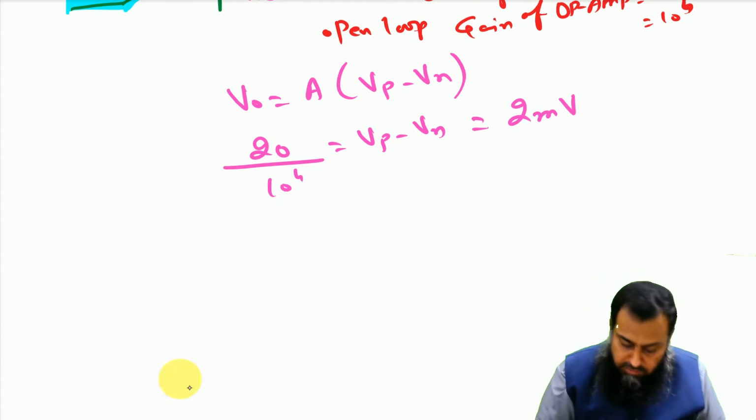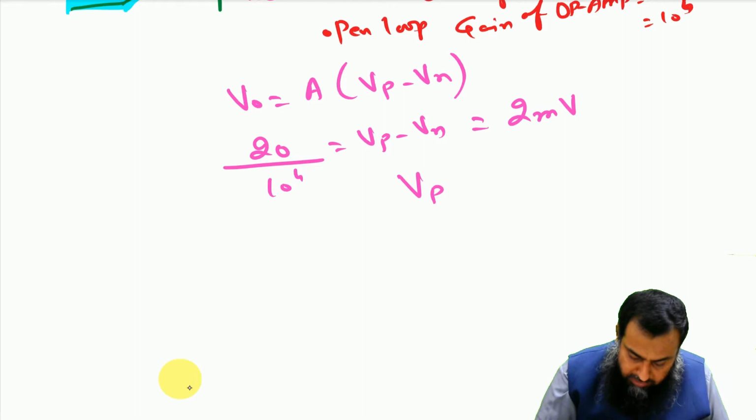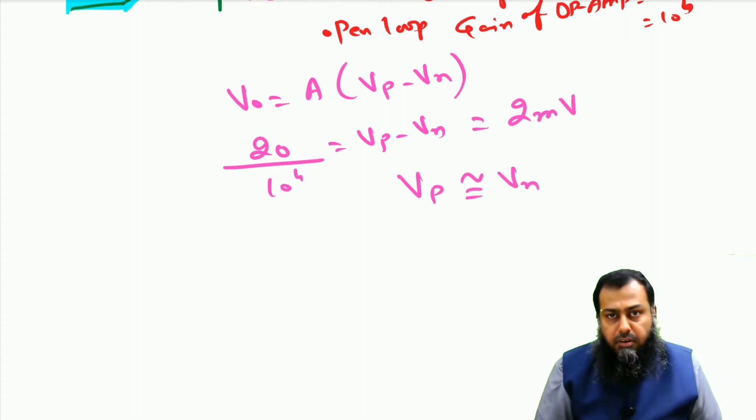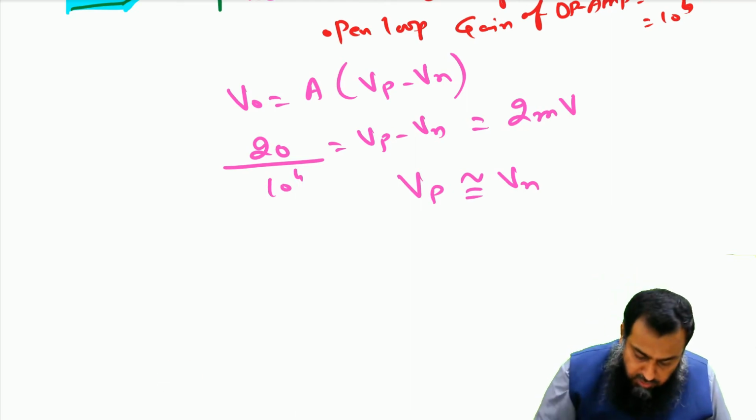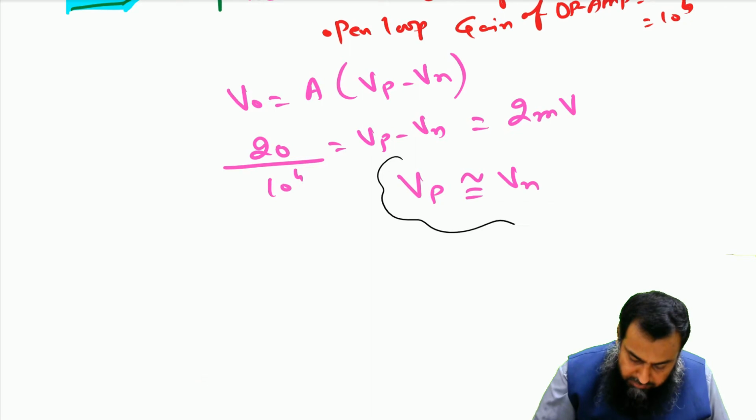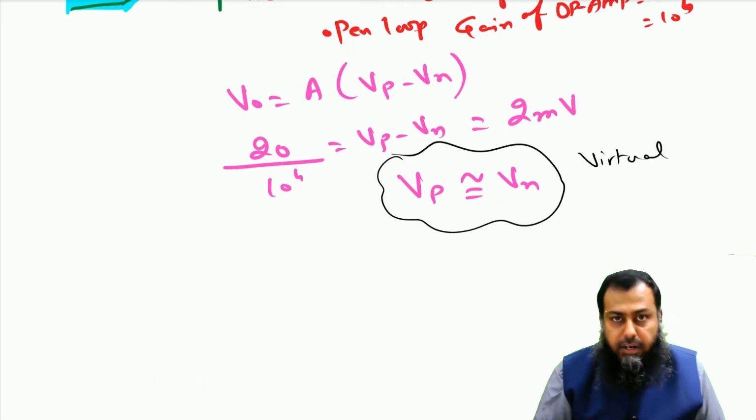Notice that this 2 millivolt is a negligible quantity compared to the maximum output which is available, which is 20 volt. So henceforward we can say that Vp is approximately equal to Vn, and this particular concept is known as the virtual short concept. And virtual short concept is a very important concept in operational amplifier circuit analysis.